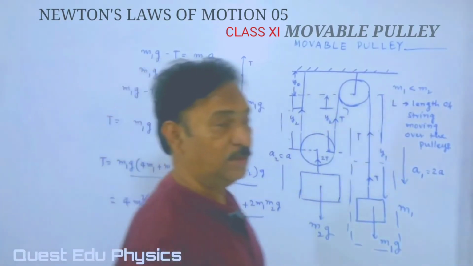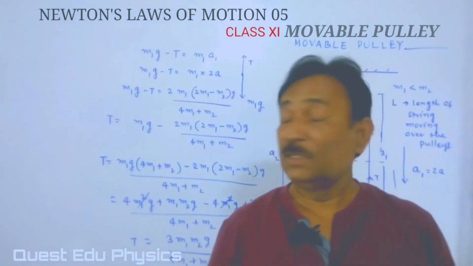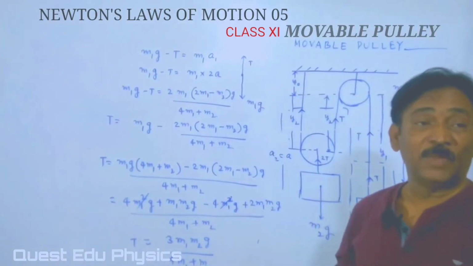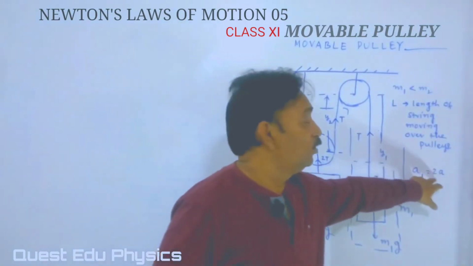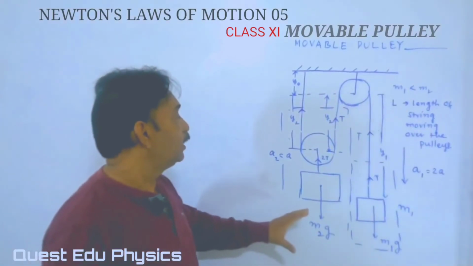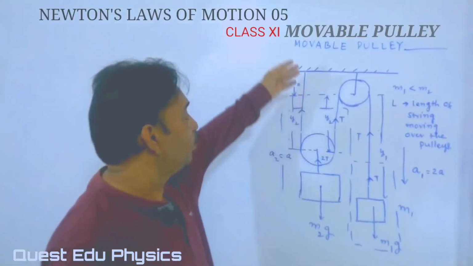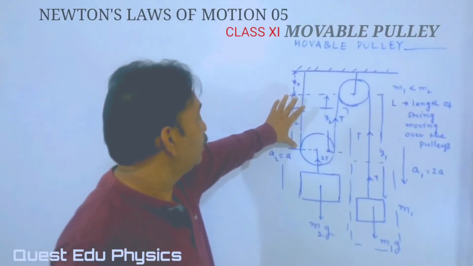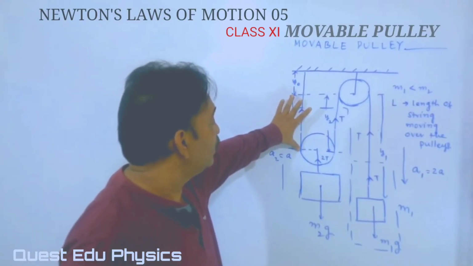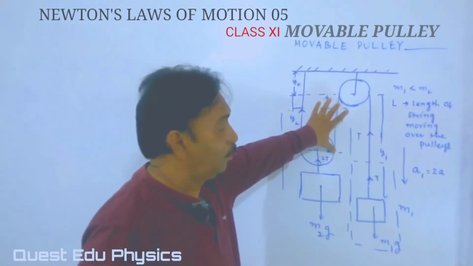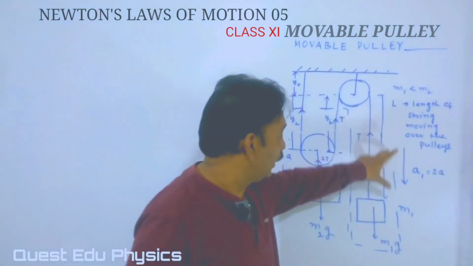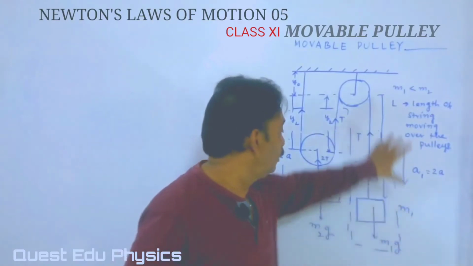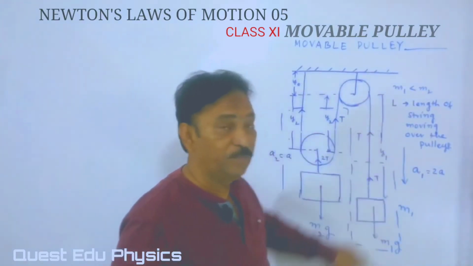By using these relations, you can find out the tension as well as the acceleration of the system, students. a1 is equal to 2a. A simple thing, students: this pulley is moving up. That means the length which is decreasing in this amount must be equal to the increase of the length in this part of the string.